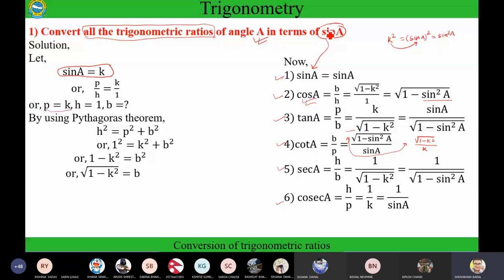everything is almost similar, but the basic difference is B by H here. For cos it is B by H, for tan it will be P by B, for cot it will be B by P, for sec it will be H by B, and for cosec it will be H by P. The only difference is the way to calculate, or the values will be different here. So I think you can solve this question. Please copy it first and I'll go to the second question. I'll give you 2 more minutes.